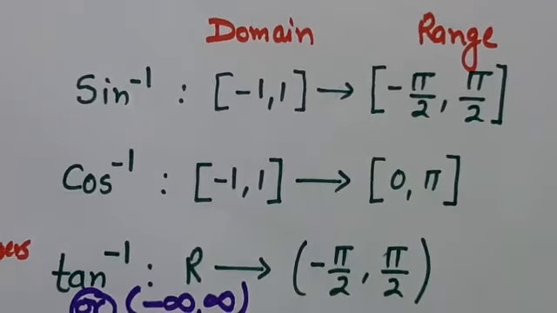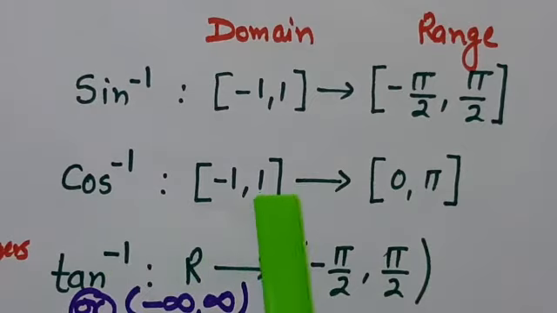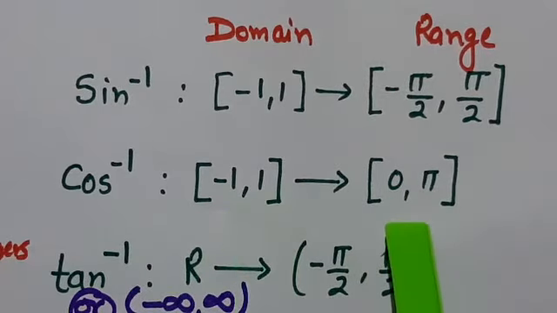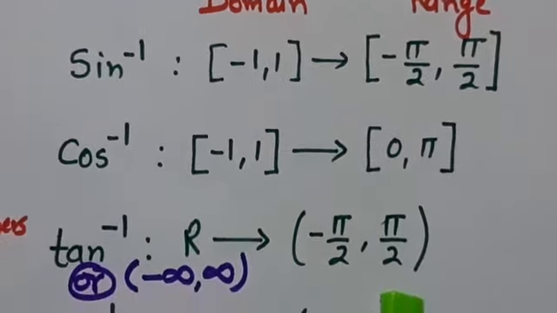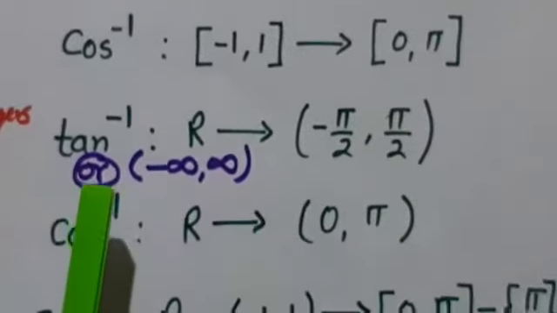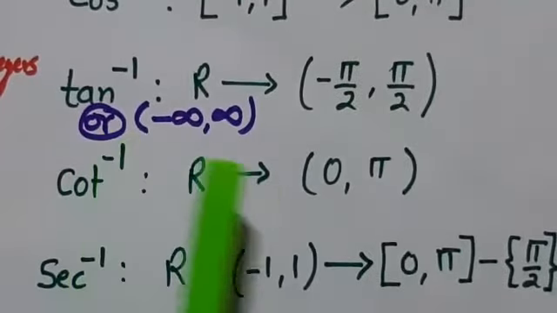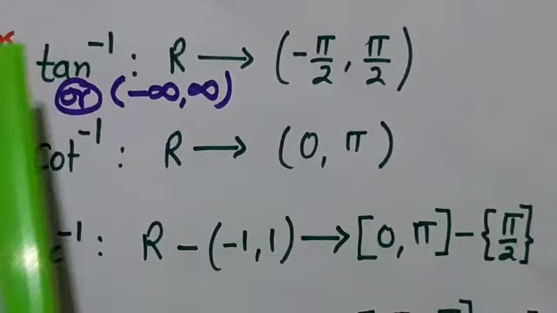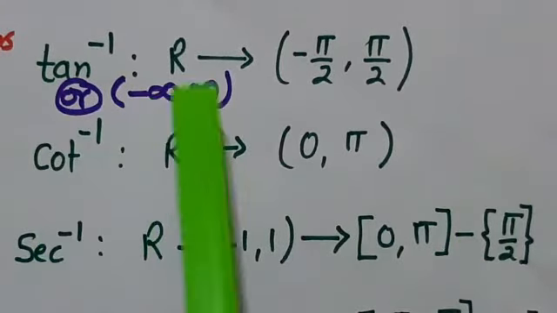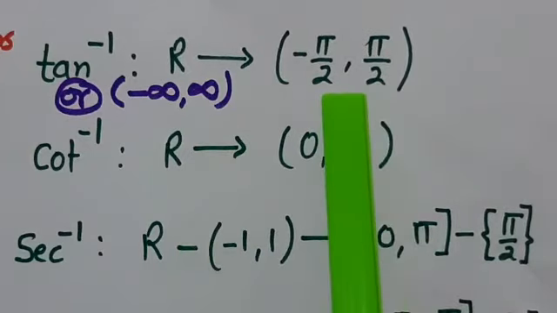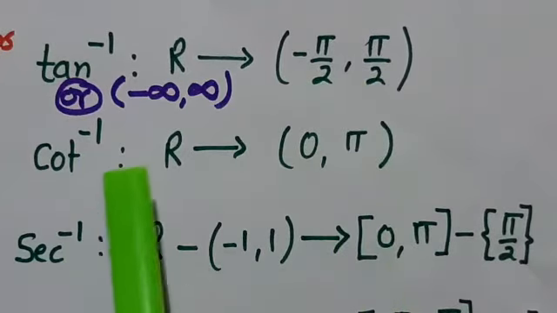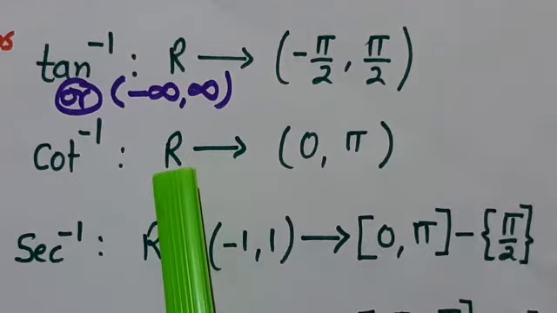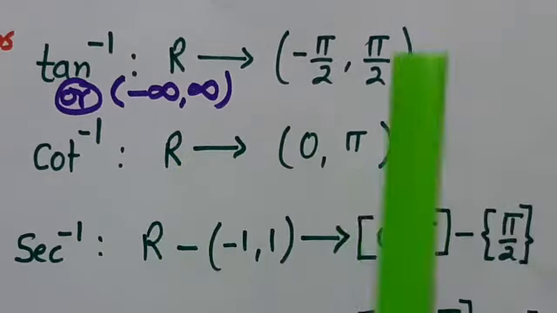There are many subdivisions. In case of cos inverse, this is the domain and this is the range. In case of tan inverse, this is the domain, this is the range, the principal value range. Cot inverse: domain, principal value range.